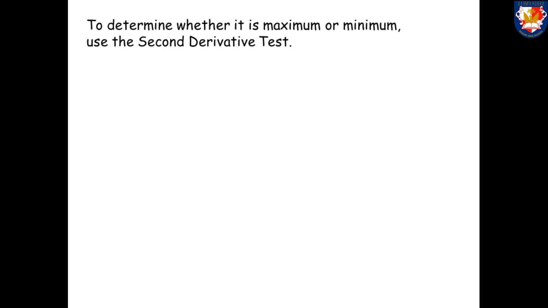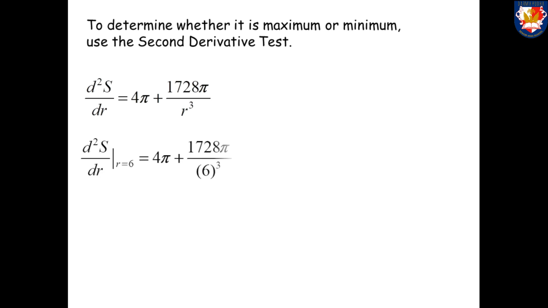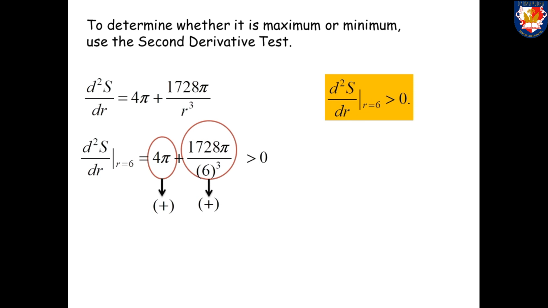We have found the first and the second derivative of S. To determine whether it is maximum or minimum, we use the second derivative test. The second derivative of S with respect to r equals 4π + 1728π/r³, and we substitute r = 6, so it will be 4π + 1728π/6³. Because 4π is positive and this fraction is positive, adding them together gives a positive number, larger than 0. So the second derivative of S when r = 6 is larger than 0. What does it mean? S is minimum.